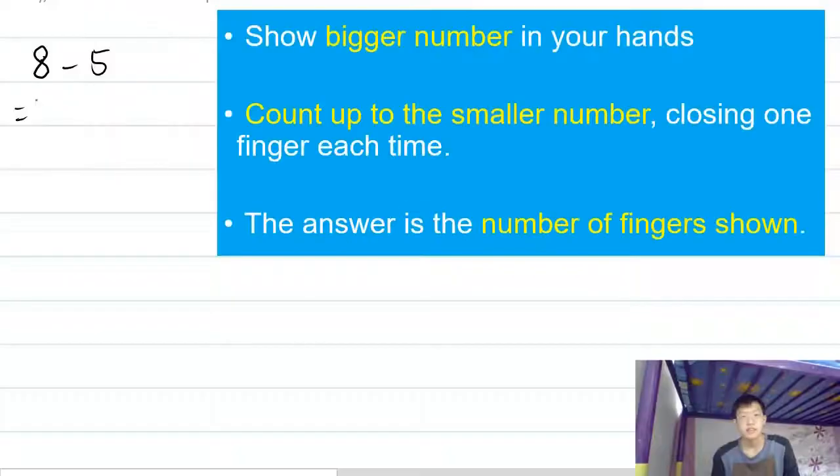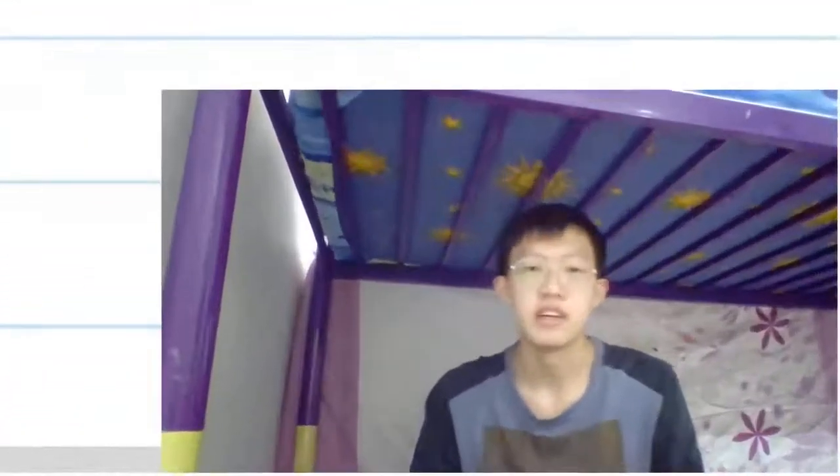How about 8 minus 5? Next we have 8 minus 5. So again, we'll show the bigger number in our hands. 8 is bigger, so we'll show 8. And now we'll count up to 5. 1, 2, 3, 4, 5. We have 3 fingers left. So the answer is 3.